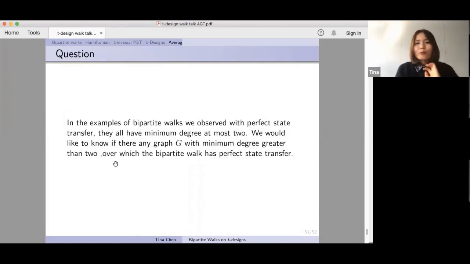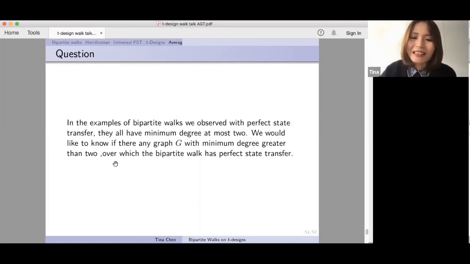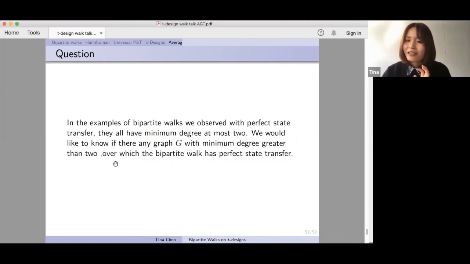Okay, so right now I'm going to ask a more ambitious question. In all examples of bipartite graphs we observed with perfect state transfer, the graph always has minimum degree at most 2. So I would like to know if there's any graph with minimum degree greater than 2 such that the bipartite walk defined over it will have perfect state transfer.